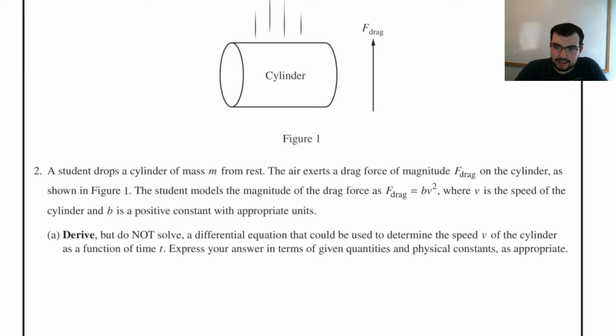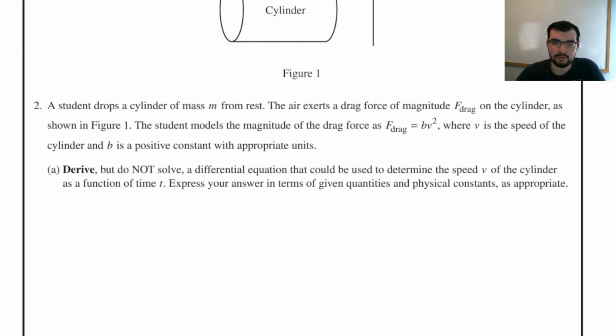They typically would make us separate and solve this, but not this year. They just actually make us write the differential equation, and that's it. So derive, but do not solve, a differential equation that can be used to determine the speed v of the cylinder as a function of time t.